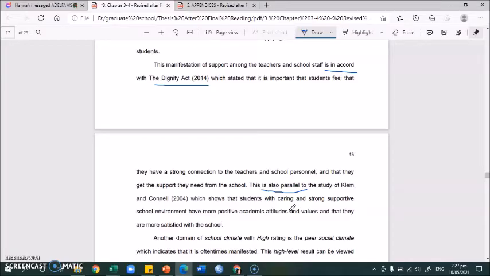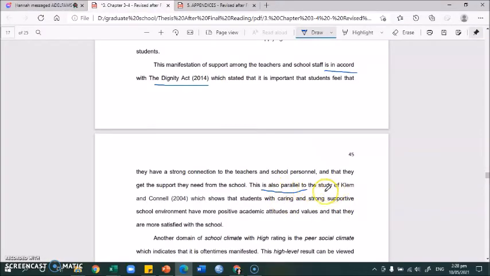Kung contradicting naman, this is in contradiction to. Okay? This is different from what author, year said. Okay? This is different from the result of blah, blah, blah. Okay, so, ganon kapag contradicting.